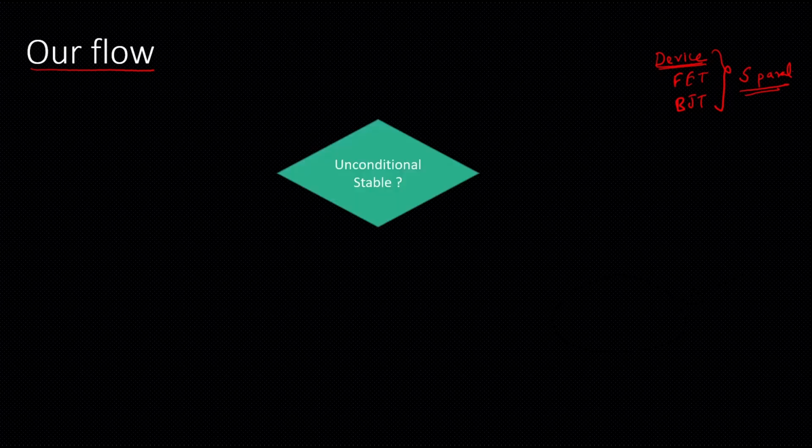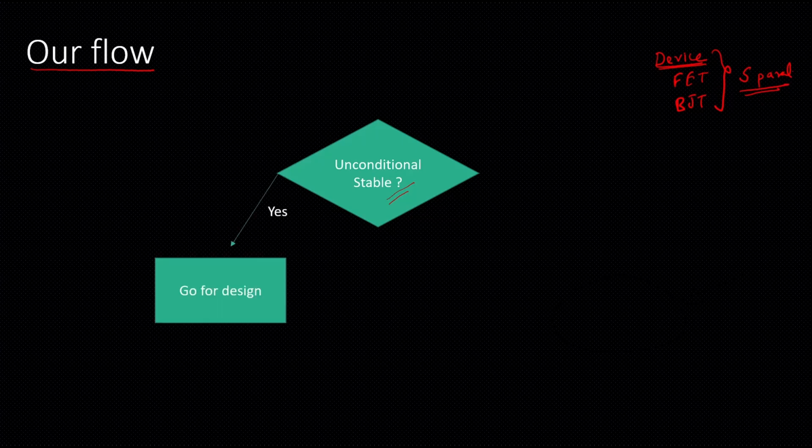Whenever we start with amplifier design, we are given a device. That device could be your FET or your BJT, and we have the S parameters of that device. After getting our S parameters, we will ask one question: is our device unconditionally stable or not? If it is unconditionally stable, then we will go for the design. There is no extra work we need to do.